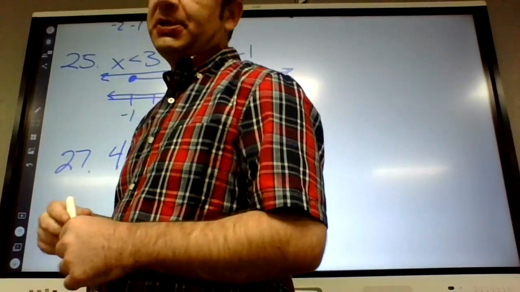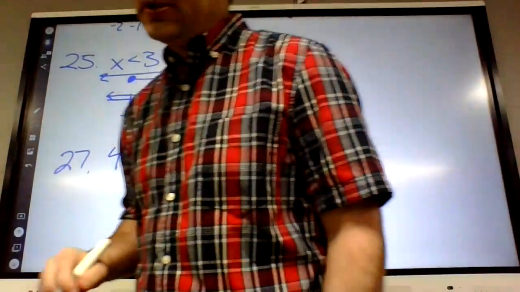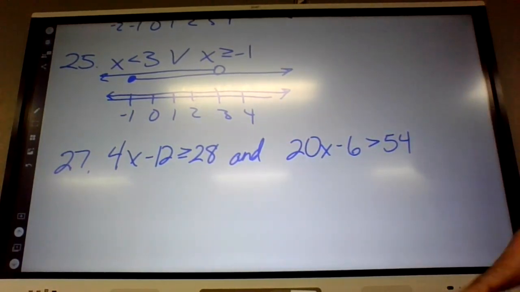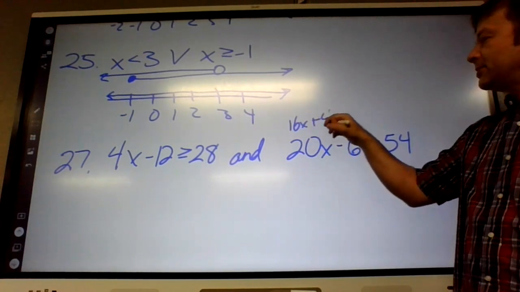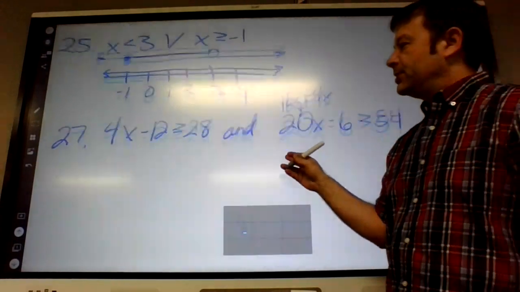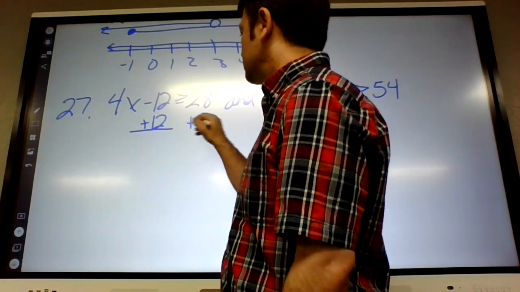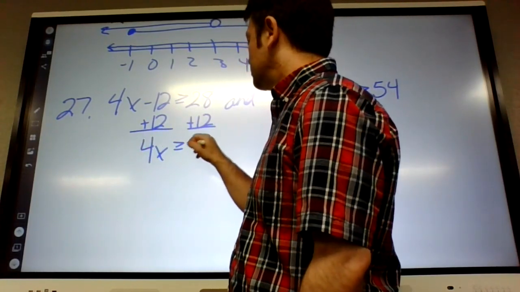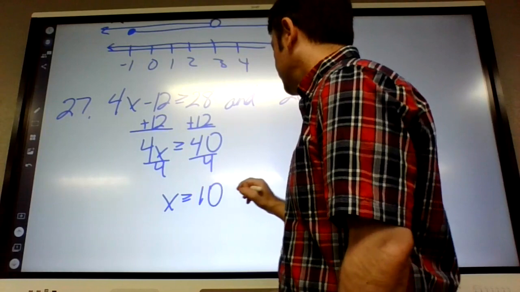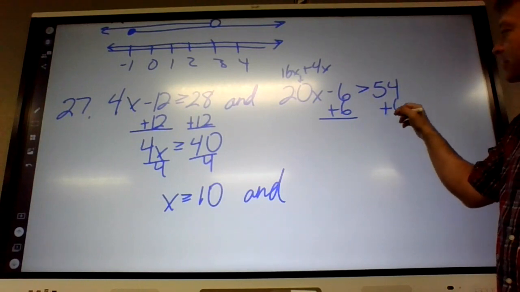16x plus 4x. Let's go ahead and do that in our heads. 20x over there, minus 6 is greater than 54. They had a 16x plus 4x on the same side, so we just put it together. All right, Lauren, what should I do on this left one? Okay, divide by 4. Well, at least they didn't give us any fractions.